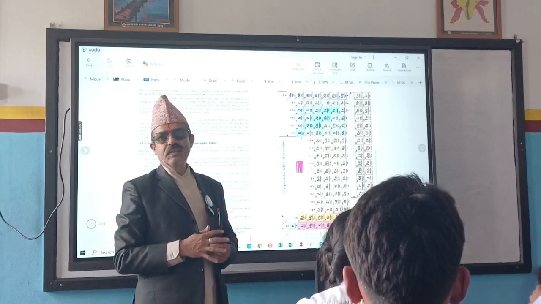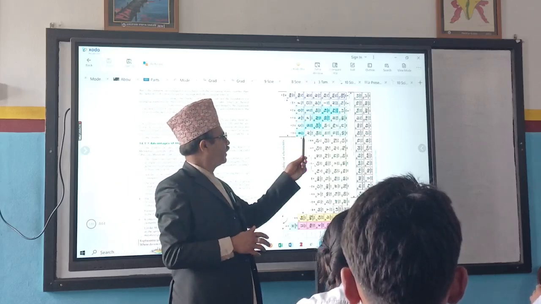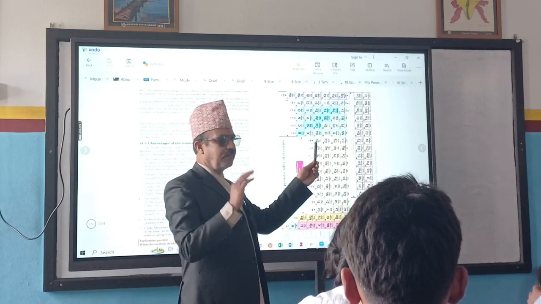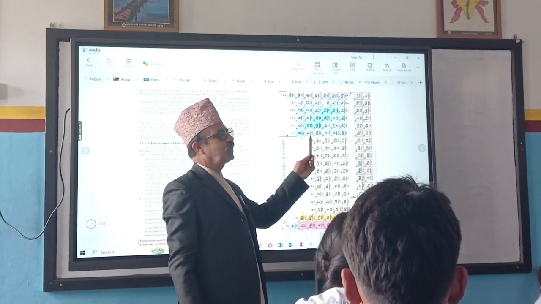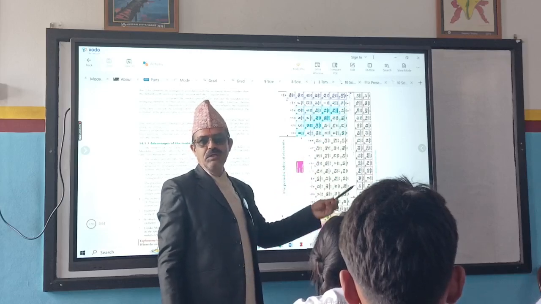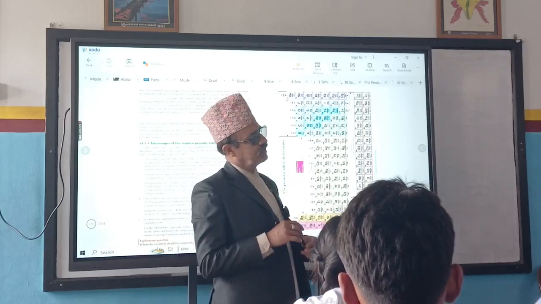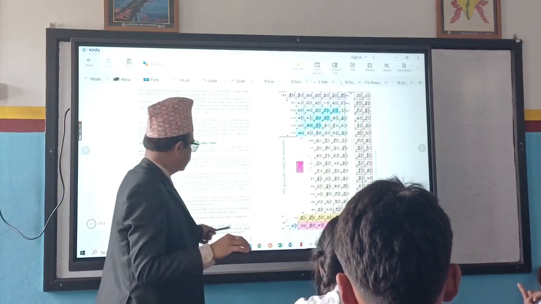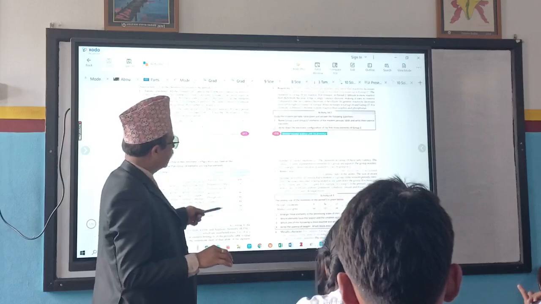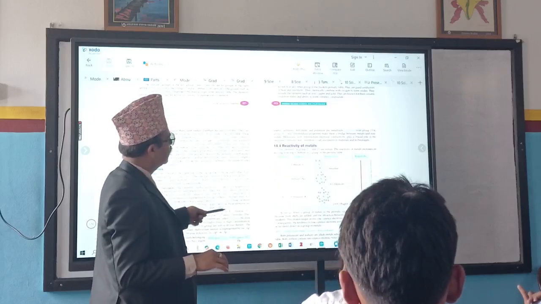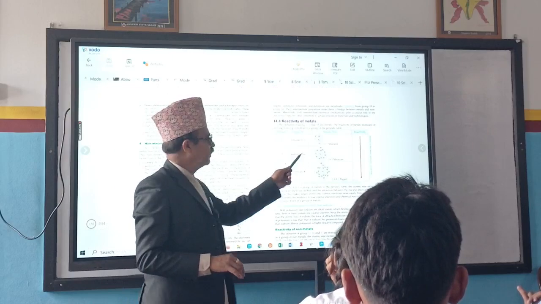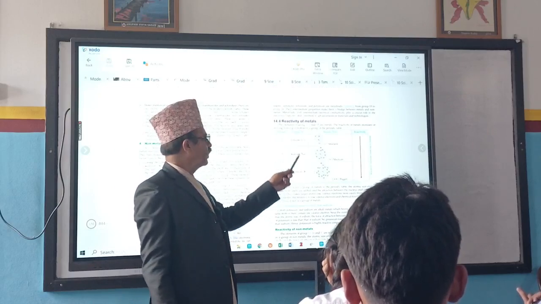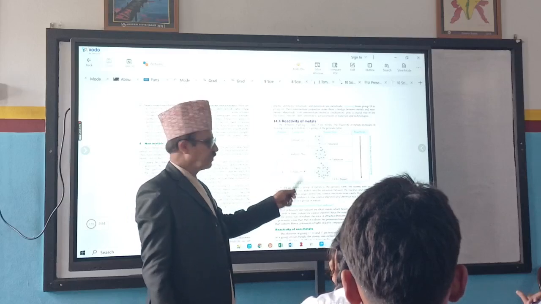Why? Because they lie in the same group. They are metals. Atomic size of aluminium is more. It can lose electrons faster. Is it okay? So that is the reactivity of metals. That's why potassium is more reactive than sodium. Sodium is more reactive than lithium.